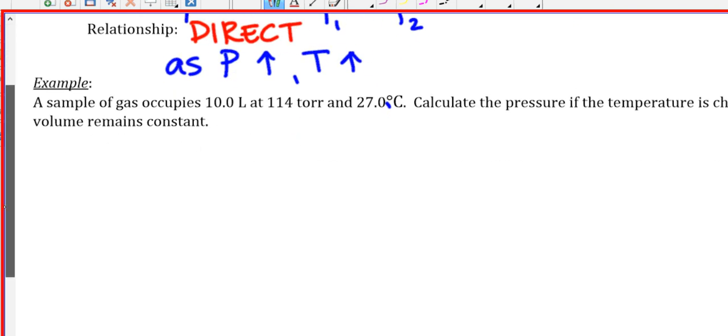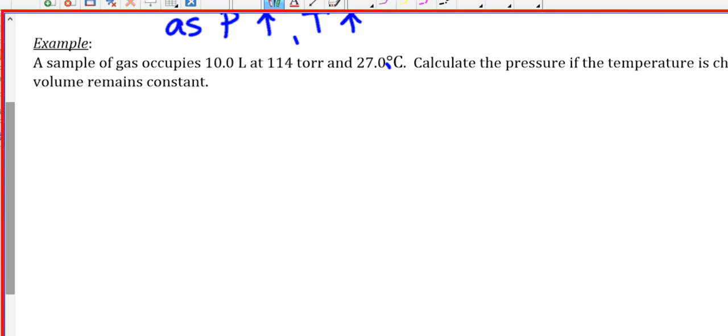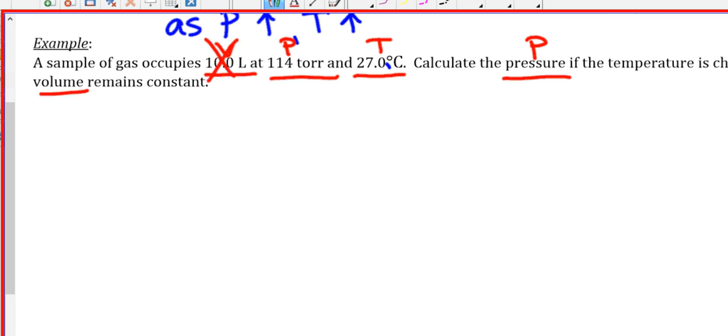All right, so our problem. We have a sample of gas that occupies 10 liters, so it's a volume, at 114 torr, so we've got a pressure, and a temperature of 27 degrees Celsius. Calculate the pressure, so that's what we're solving for, if the temperature changes to 127 degrees Celsius, while the volume remains constant, so we can cancel the volume. I'm just going to cross it out because it's not changing.